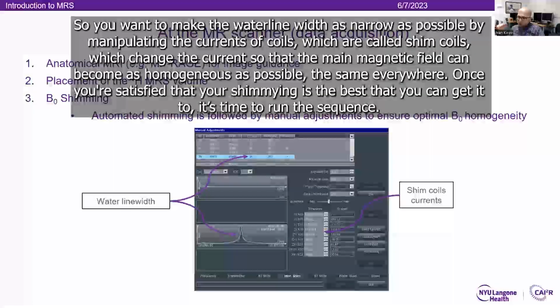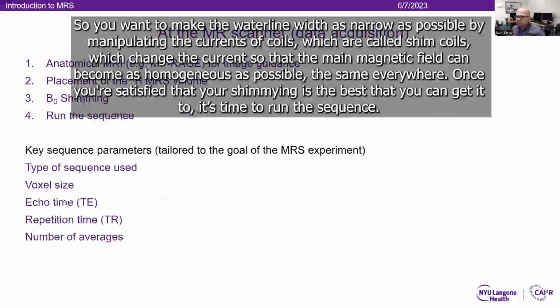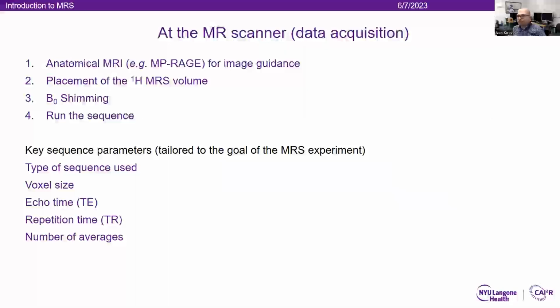So you want to make the water line width as narrow as possible by manipulating the currents of coils, which are called the shim coils, which change the current so that the main magnetic field can become as homogeneous as possible, the same everywhere. Okay, once you're satisfied that your shimming is the best that you can get it to, it's time to run the sequence.